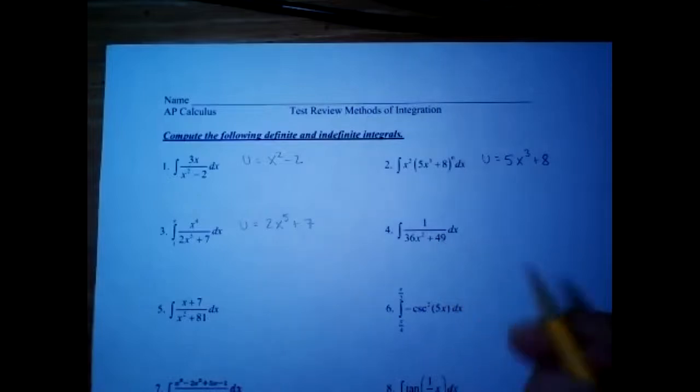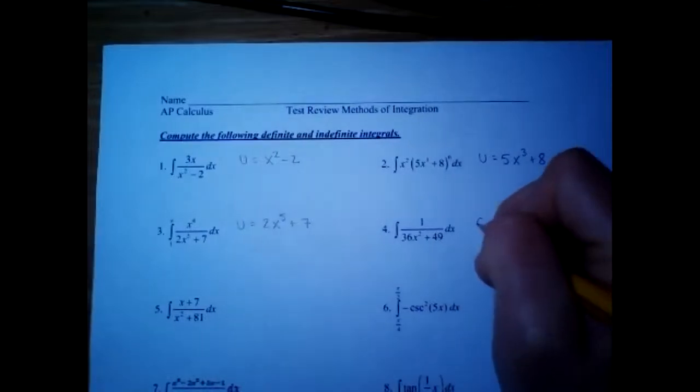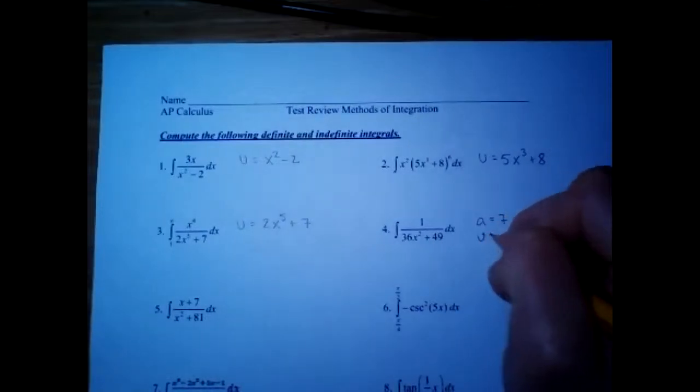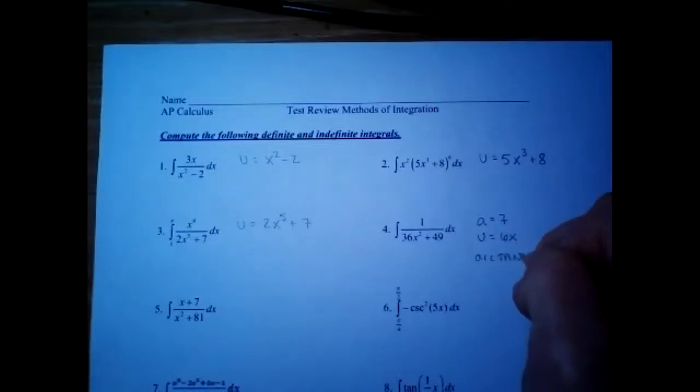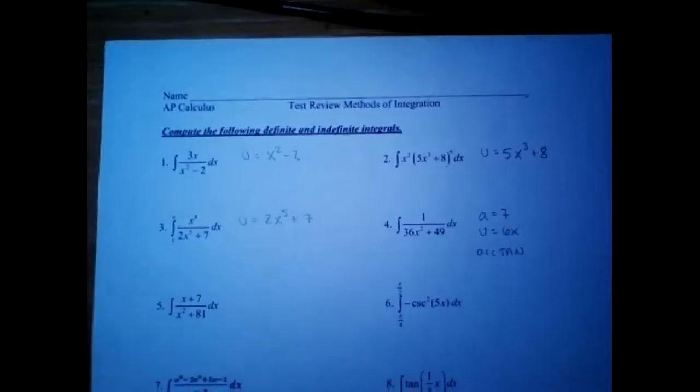Good, nice job, perfect. Good job, guys. This one's going to be arctangent. A would be 7, u would be 6x, and it's going to end up being arctangent. All right, cool, good job.